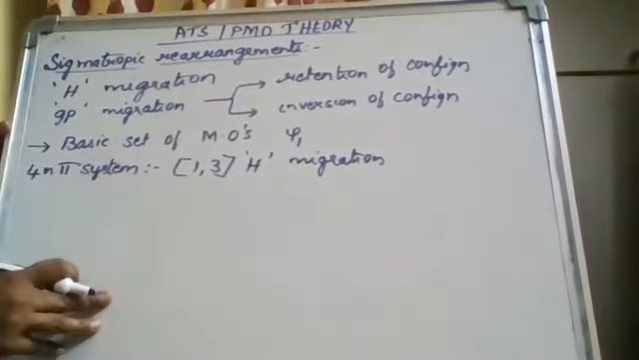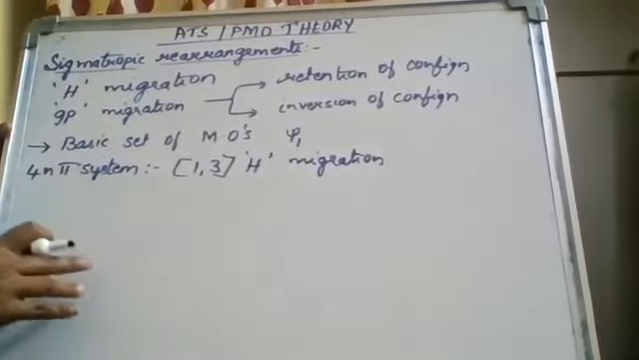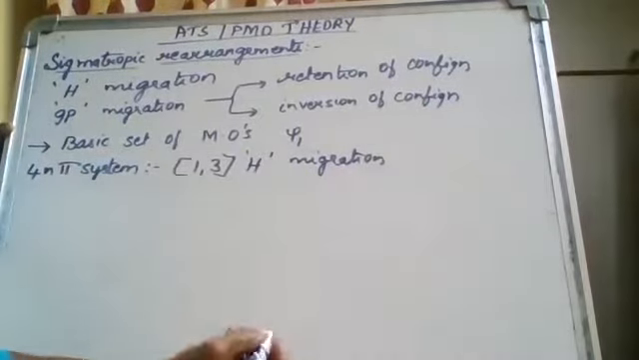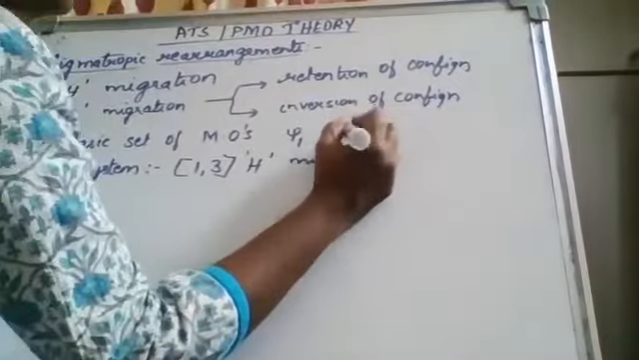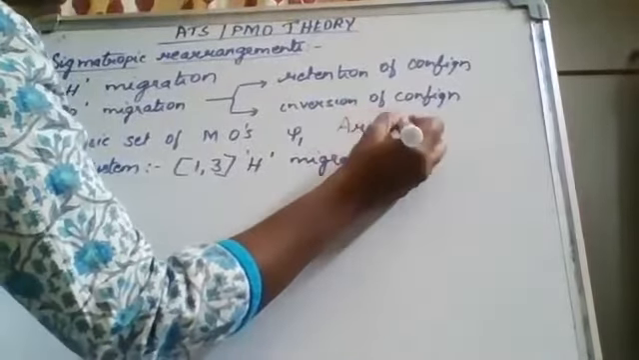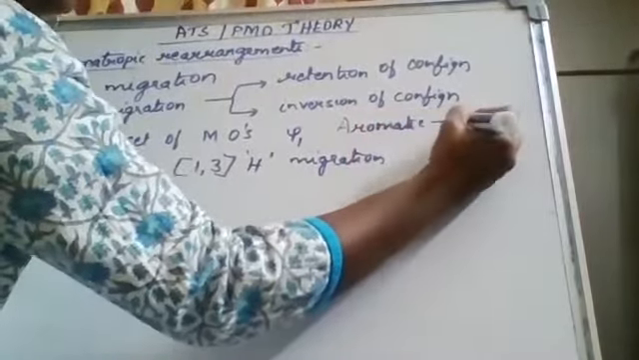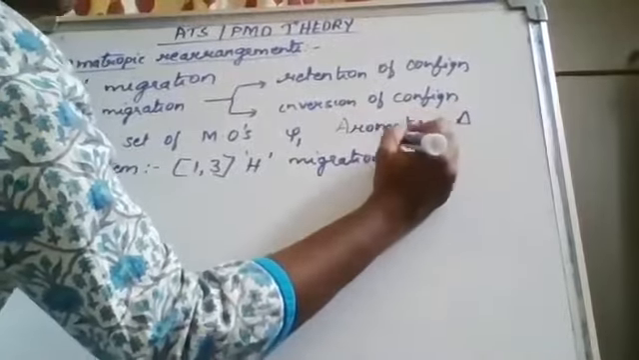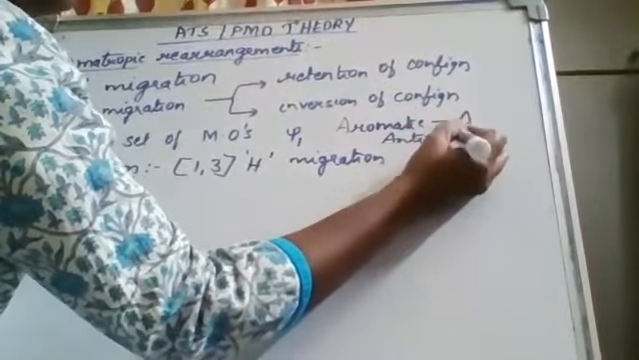All aromatic transition states are considered to be thermally allowed. Okay, and all anti-aromatic are considered to be photochemically allowed. Aromatic are thermal, anti-aromatic are photochemical.